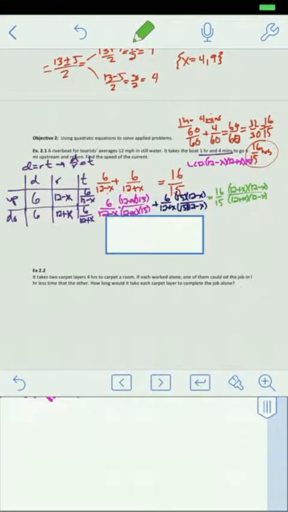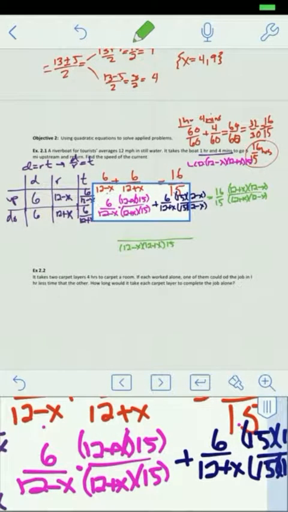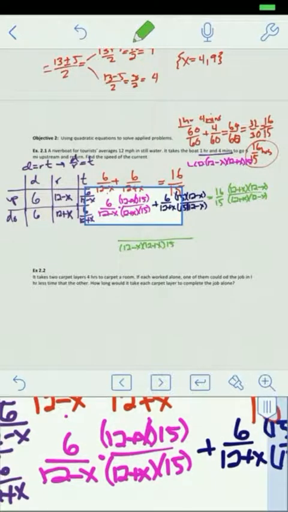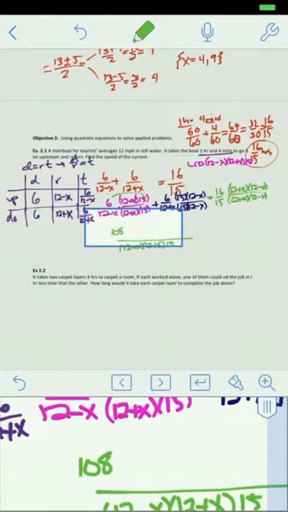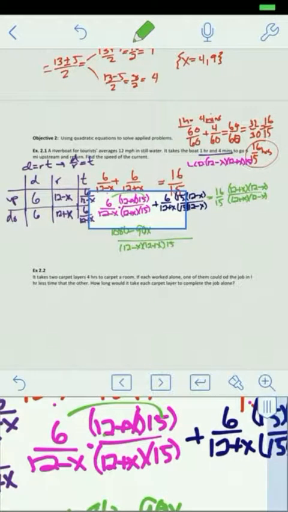I'm going to put these over one common denominator, just from the get-go, of 12 minus x, 12 plus x, and 15. Up on the top here, we'll multiply these out. I get 6 times 15 is 90. Times that by the 12, you get 1080. Times that by the minus x, you get minus 90x. So that's what I get when I simplify the top here.